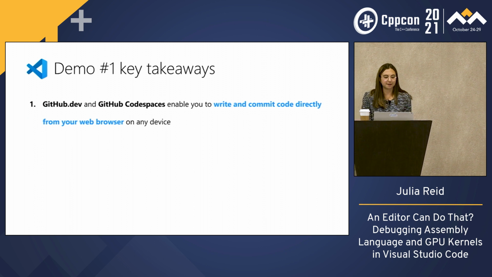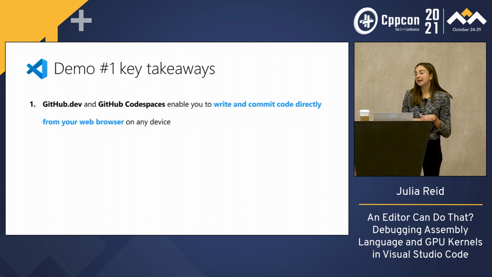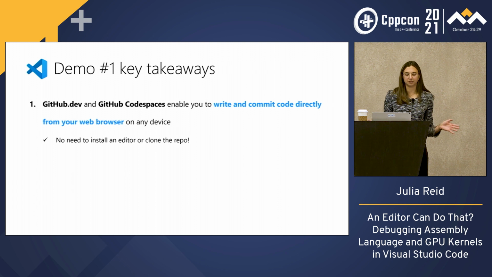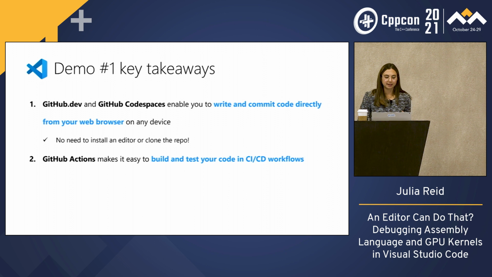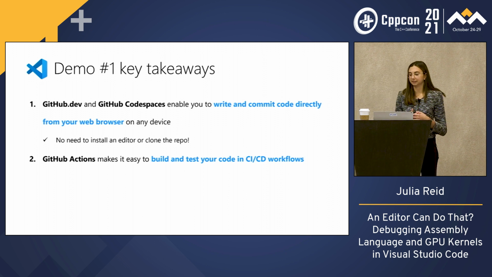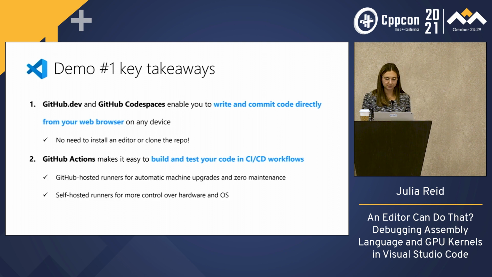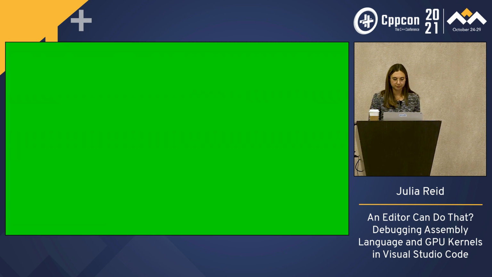Some key takeaways from that first demo: GitHub.dev and GitHub Codespaces enable you to write and commit code directly from your web browser on any device, which is great because you don't need to install an editor or clone a repository on the machine. GitHub Actions makes it easy to build and test your code in continuous integration and continuous deployment workflows. And you can use a GitHub-hosted runner or a self-hosted runner for more control over the hardware and OS.